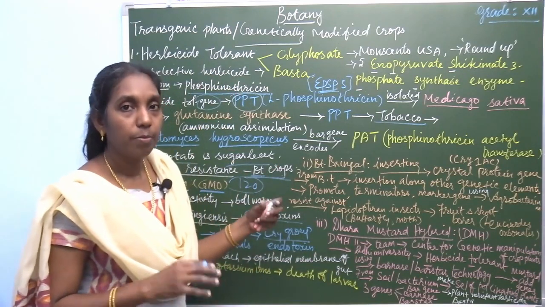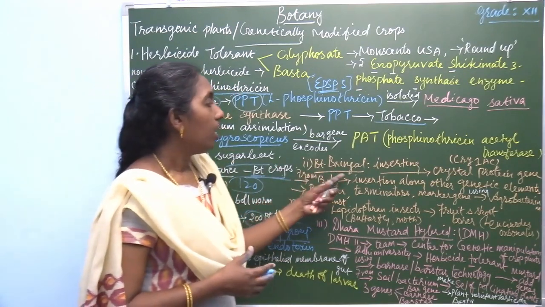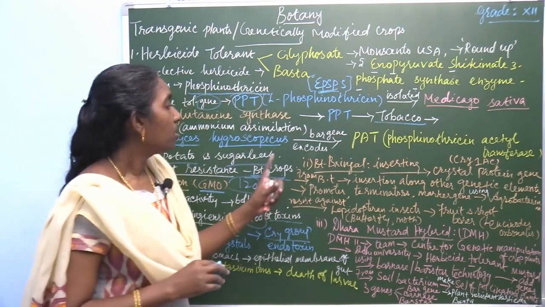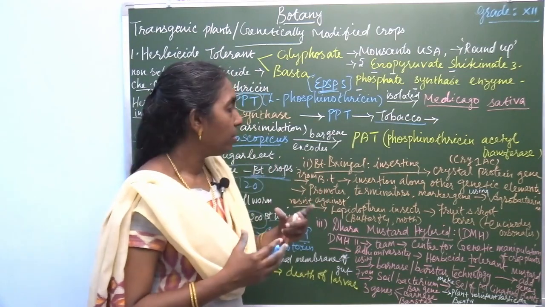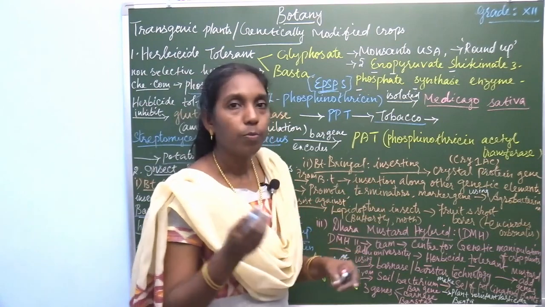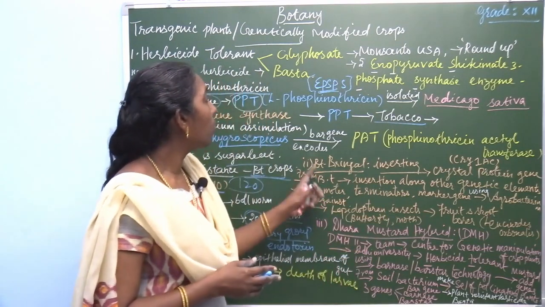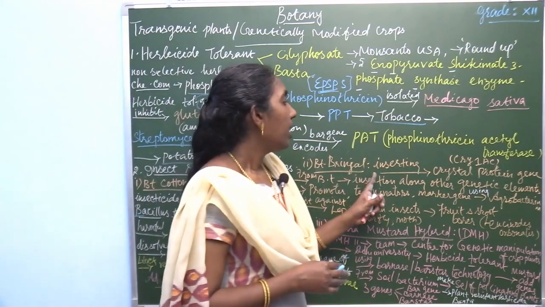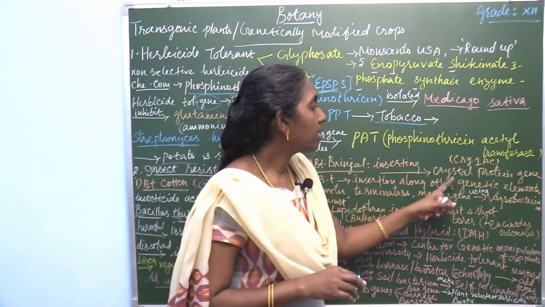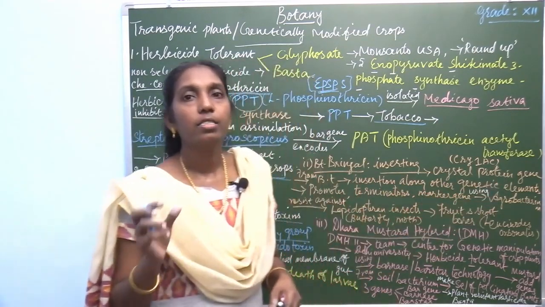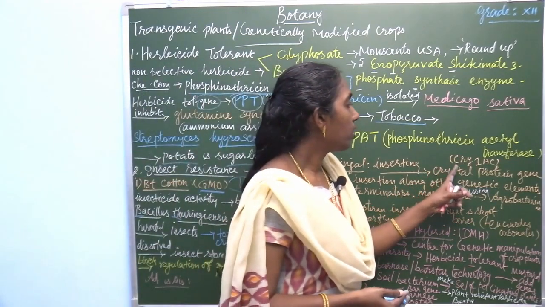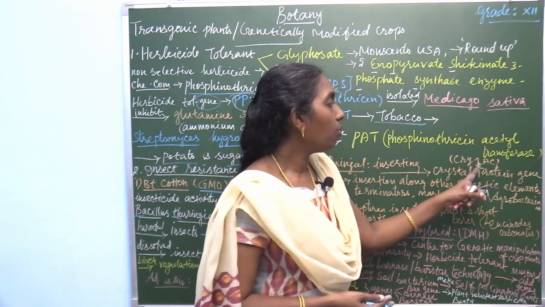So here, BT brinjal is a transgenic brinjal plant. In this modified transgenic brinjal, there is a protein gene insertion. How is this transgenic brinjal plant made? By inserting a crystal protein gene, another gene under the Cry group, CRY1AC.